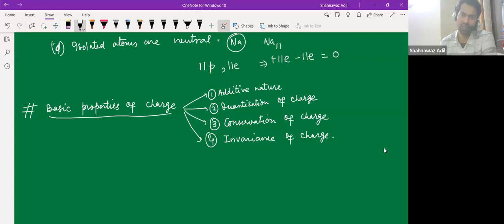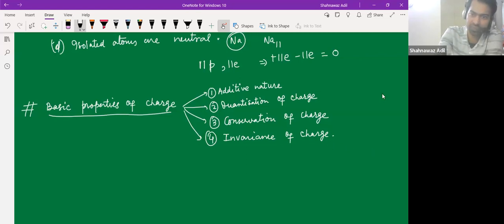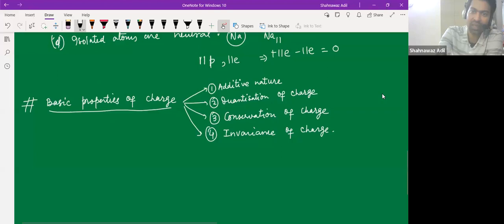Sir, the fourth one, invariance of charge. Can you just explain that again? I will explain all these four parts separately. I have not explained these things yet. No, sir, I understand the first three. What is the fourth one? Invariance. Yeah, I will talk about that after these three.